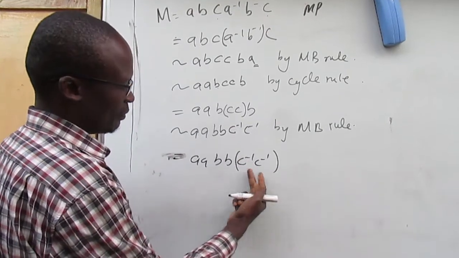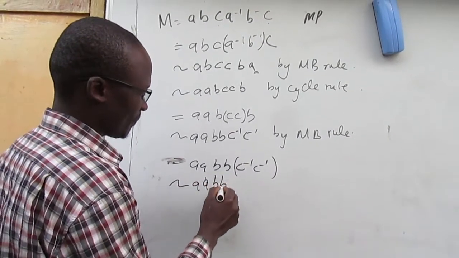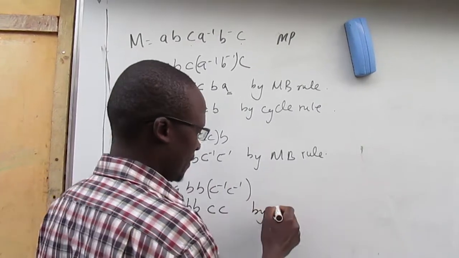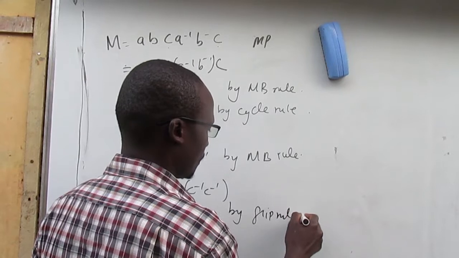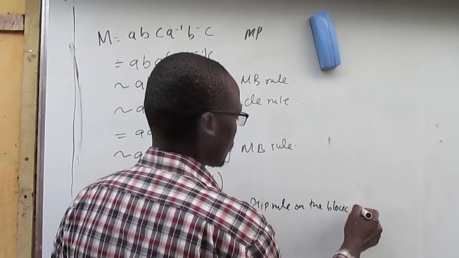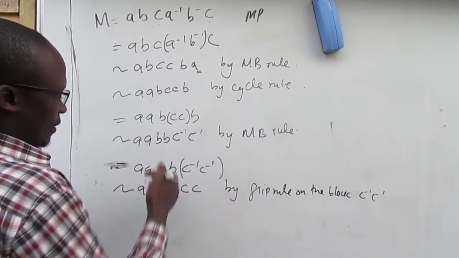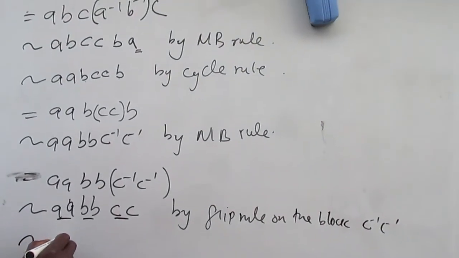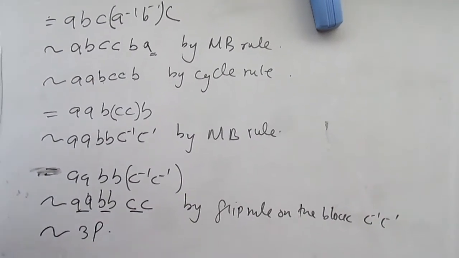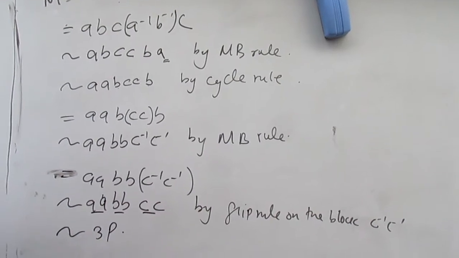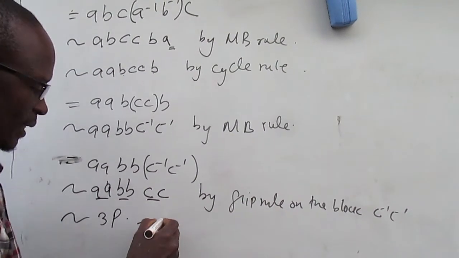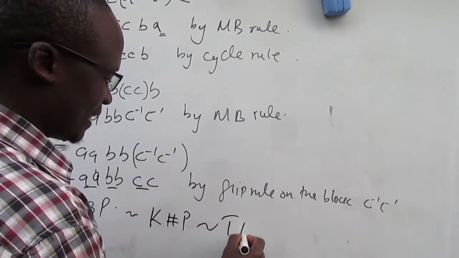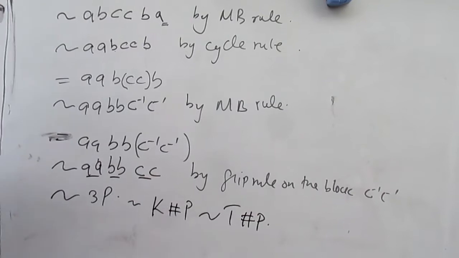So we want to apply the flip rule to this block so that we get A, B, B, and C, C. So this is by flip rule on the block. Now as you can see, these are three copies of the Mobius band. So we see that this word M is homeomorphic to 3P. Now what is the alternate normal form word to this? From our previous classes, we've seen that this is homeomorphic to the connected sum between the Klein bottle and the projective plane, and it's also homeomorphic to the connected sum between the torus and the projective plane.